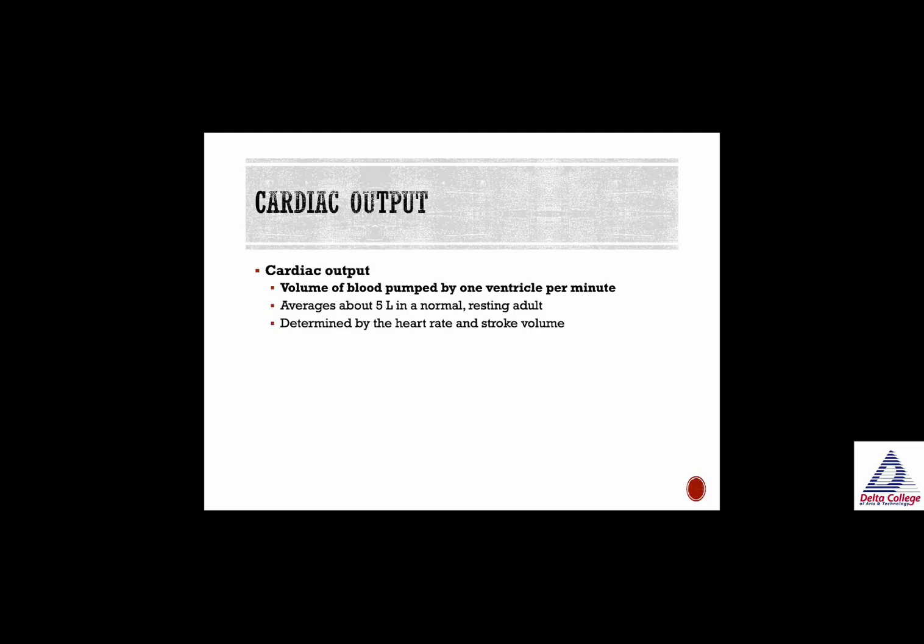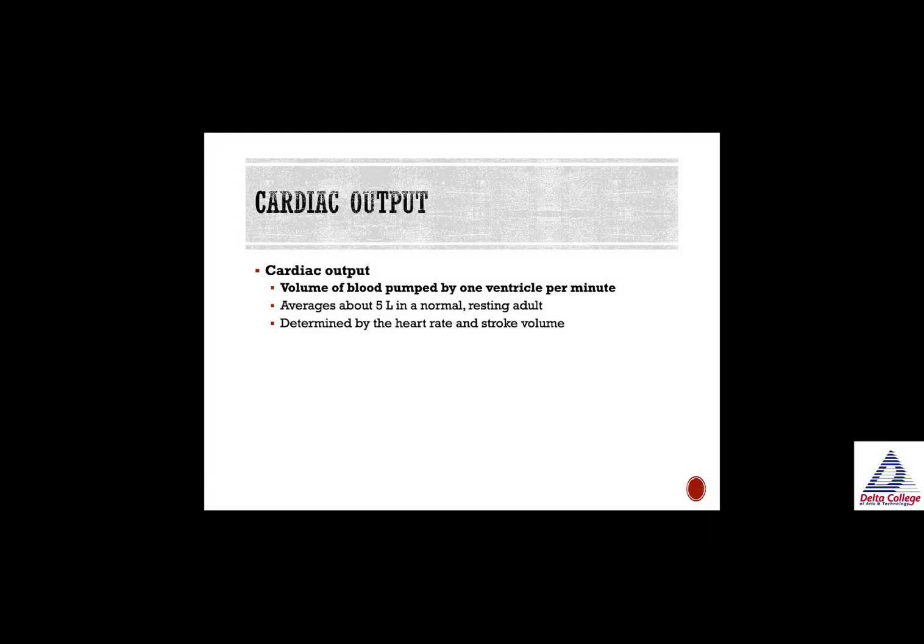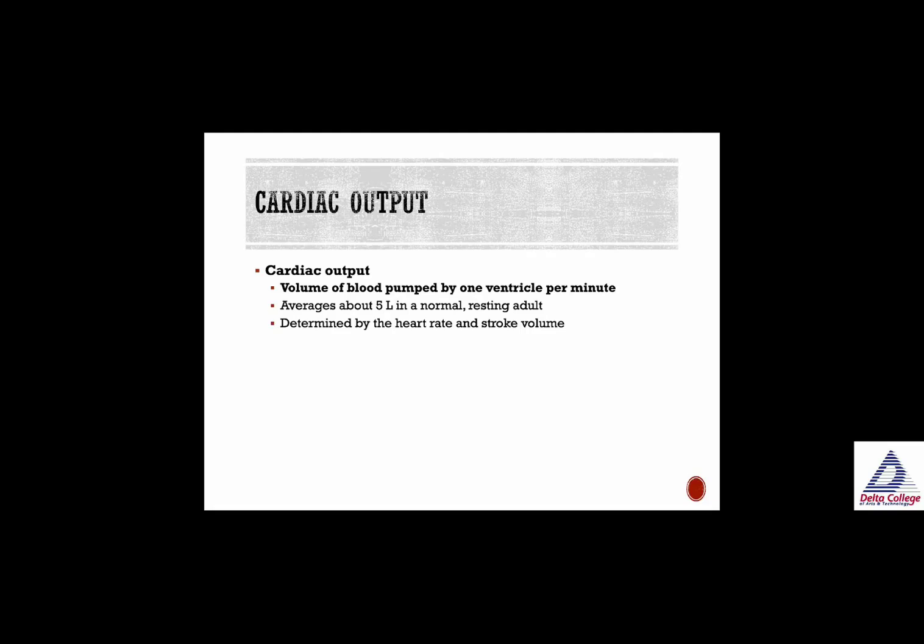Now moving on, let's talk a little bit more about cardiac output. Cardiac output is the volume of blood pumped by one ventricle per minute. It averages about 5 liters in a normal resting adult, and it is determined by the heart rate and the stroke volume.